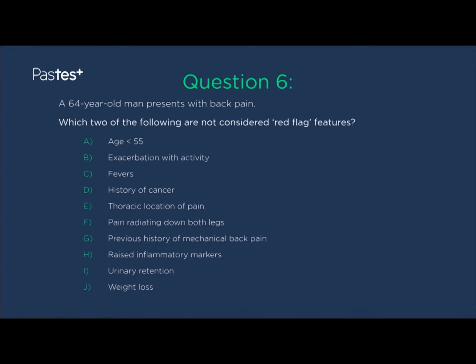Question 6. A 64-year-old man presents with back pain. Which of the following are not considered red flag features? So two of these are not red flag features. Age over 55, exacerbation with activity, fevers, history of cancer, thoracic location of pain, pain radiating down both legs, previous history of mechanical back pain, raised inflammatory markers, urinary retention or weight loss.